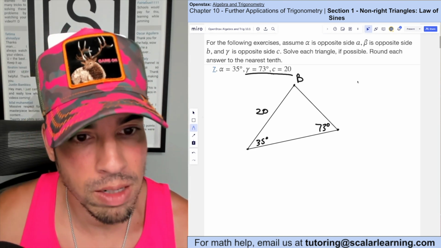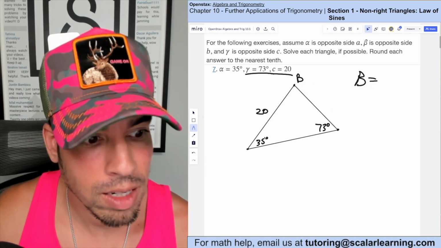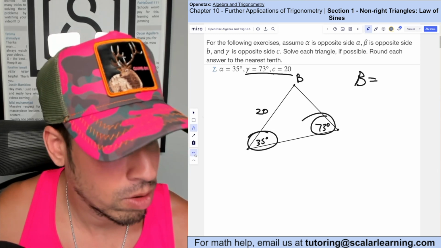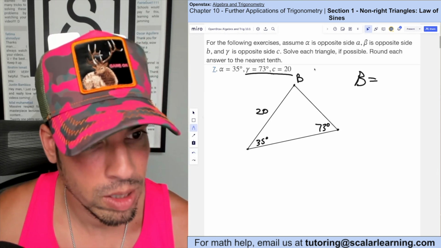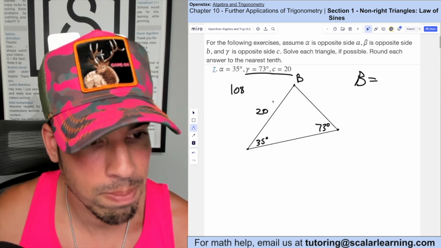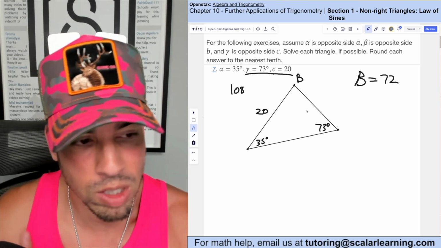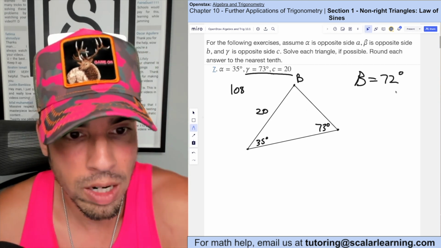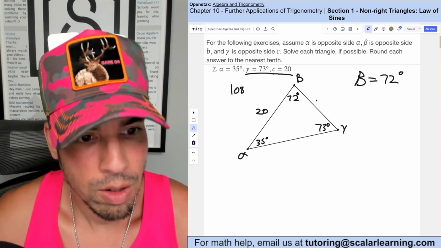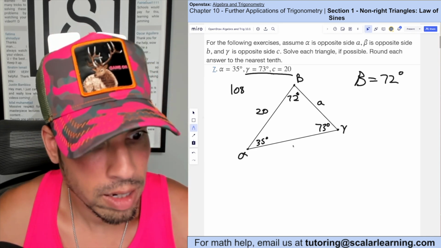So first, let's find angle beta. And that can be done using the triangle angle sum theorem, right? 35 plus 73 is 108. So the missing angle must be 72 degrees because all the angles have to add up to 180. So we know beta. All right. Now we need to find side A and side B.